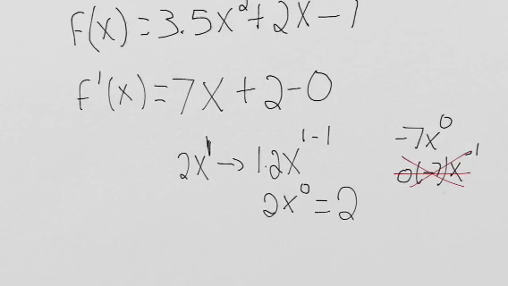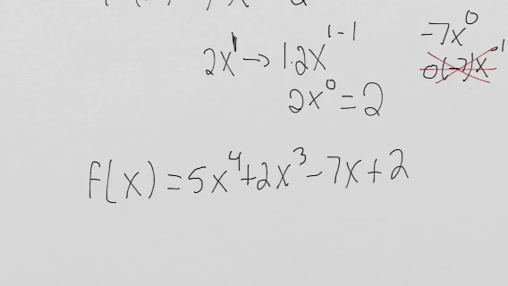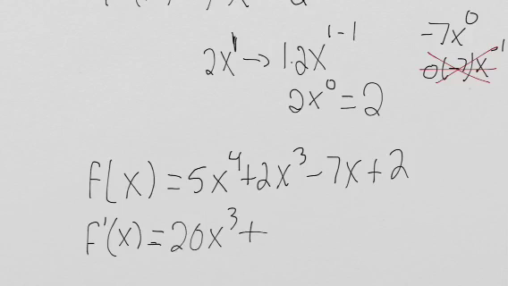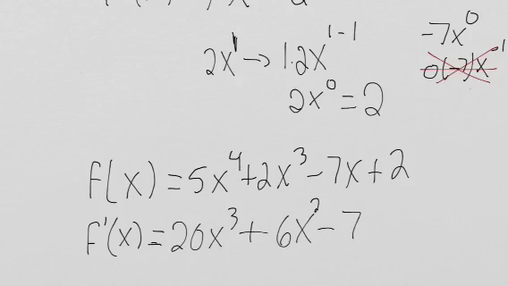Let me do one more example. 5x to the fourth plus 2x cubed minus 7x plus 2. I want to define a function that will tell me the slope of that function at any given x value. So I apply the power rule to each piece. 5x to the fourth, the derivative of that is 20x cubed, plus 2x cubed is going to derive as 6x squared, minus 7, plus 0, because the derivative of a constant is 0. So here is our derivative: 20x cubed plus 6x squared minus 7.